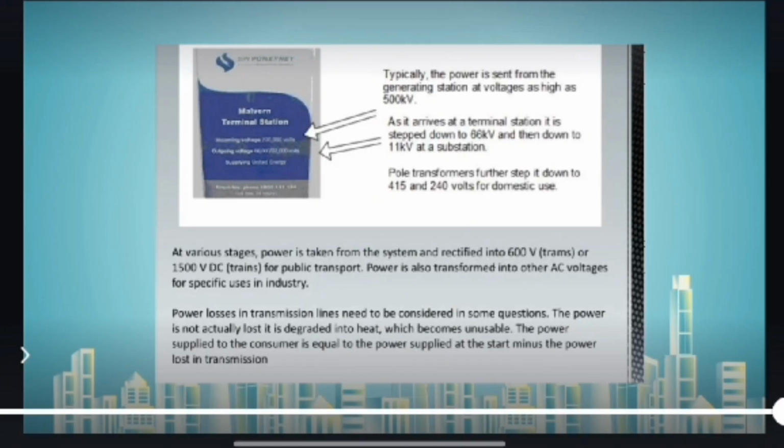Power losses in transmission lines need to be considered in some questions. The power is not actually lost, it is dissipated into heat which becomes unusable. The power supplied to the consumer is equal to the power supplied at the start minus the power loss in transmission. That's all.